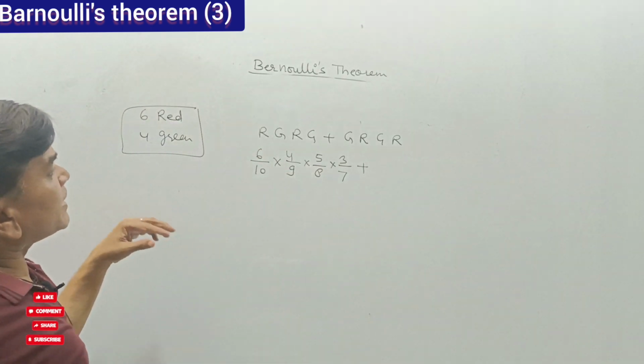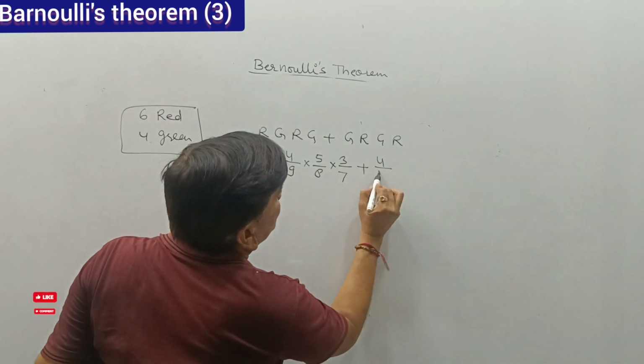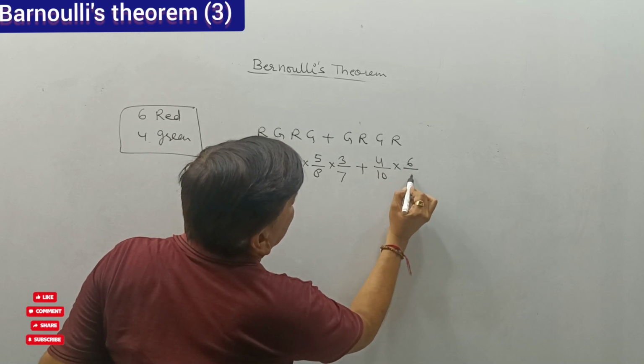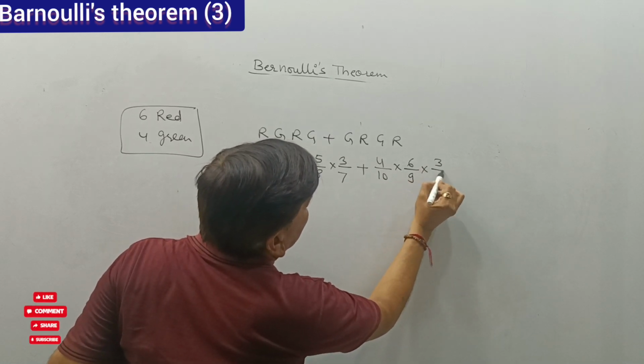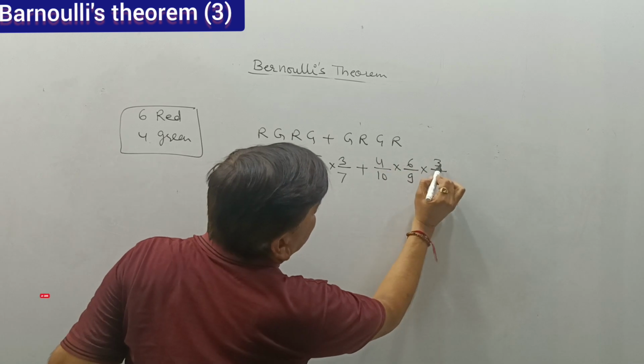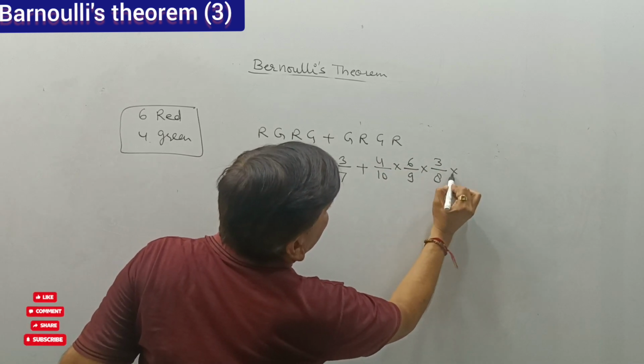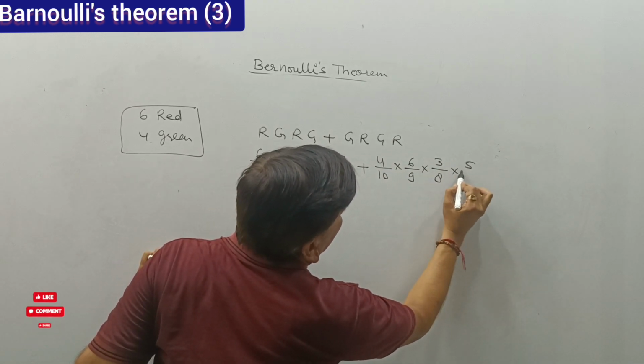Now starting from green, first is green ball 4 upon 10, second is red ball 6 upon 9, third is green ball, now 3, and red ball is now 5.